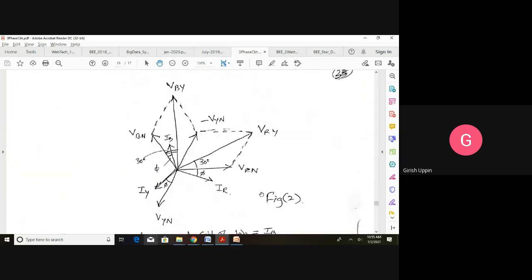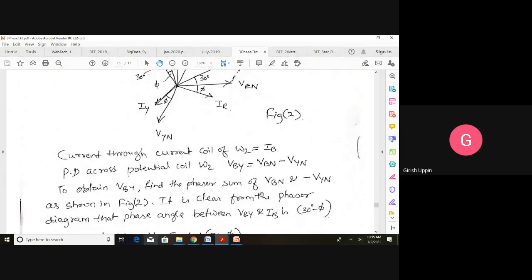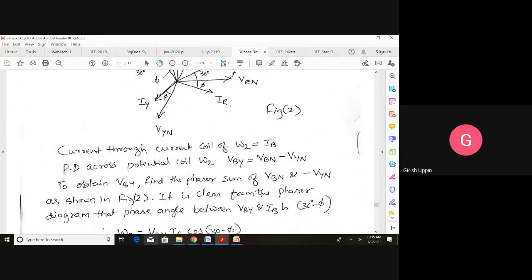Similarly, we can find the angle between VBY and IB. That is the current through the coil W2. The current through the current coil of W2 is IB, and the potential difference across the potential coil of W2, this is wattmeter 2, VBY, can be represented as VBN minus VYN. Similar to VRY, where VRY is equal to VRN minus VYN, VBY is equal to VBN minus VYN.